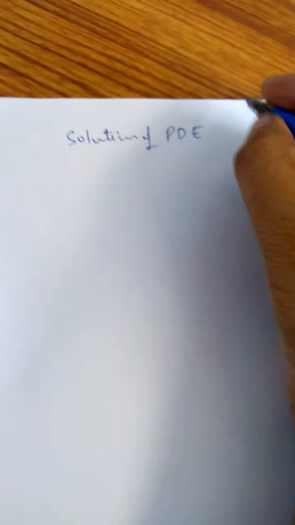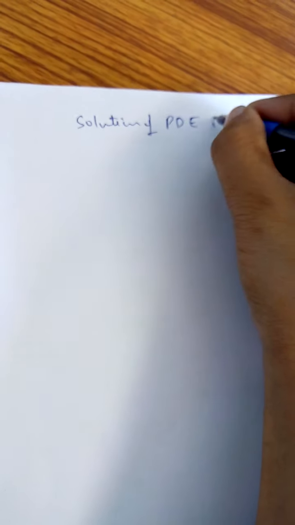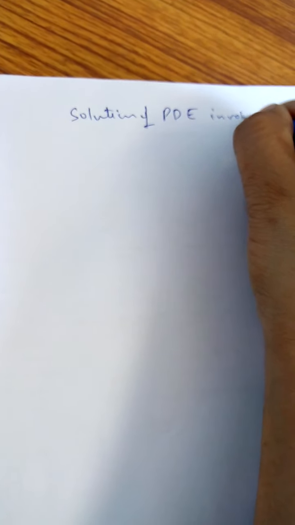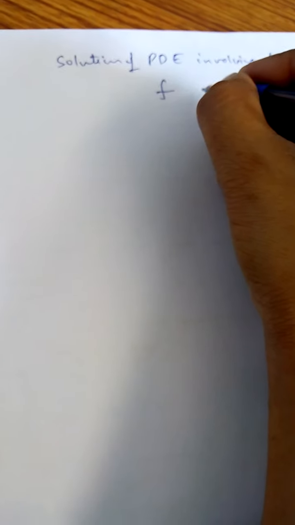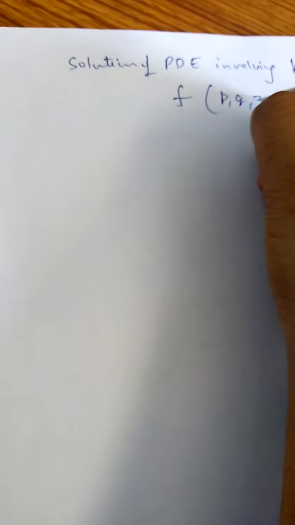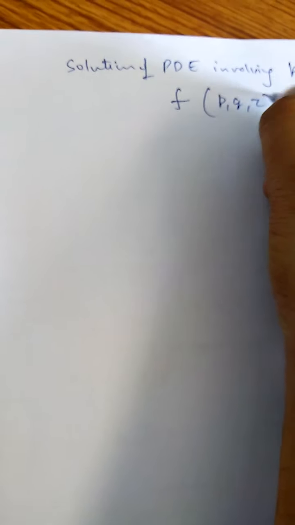Today our topic of discussion is solution of partial differential equations which involves p, q and z only, that is, of the form f of p, q and z is equal to 0. So we'll see here how we solve the equations which contain only p, q and z.